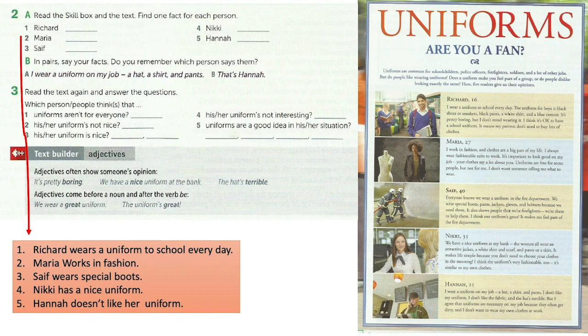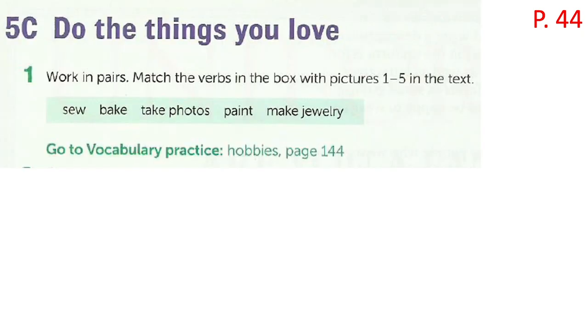Now I would prefer if we go to the next activity, that is grammar. All right, so let's see. On the next page, that will be on page 44, there is a unit in which we are going to talk about things. Do the things you love, it says. When you do the things you love, what do you think we're talking about? Maybe it could be hobbies, yeah?